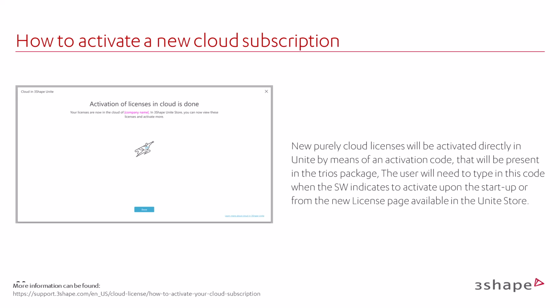Now, let's explore the different scenarios for pure cloud licenses. Pure cloud licenses are licenses that were never stored on a dongle and must be activated via an activation code. This activation code will be included in the Trios box, and the user will need to enter this code when prompted to activate licenses upon software startup or from the new license page available in the Unite store. This image depicts a successful activation.